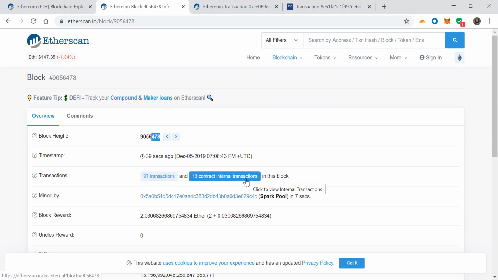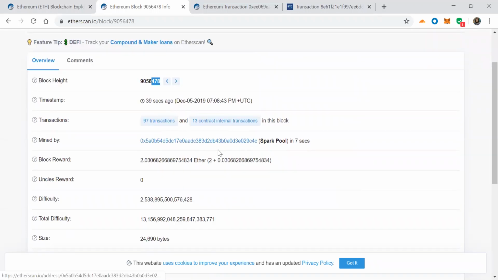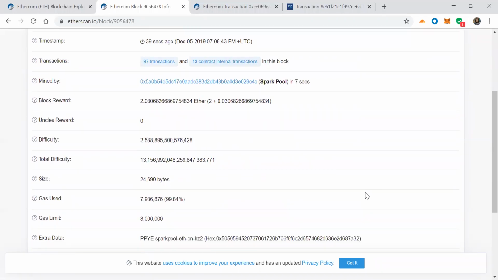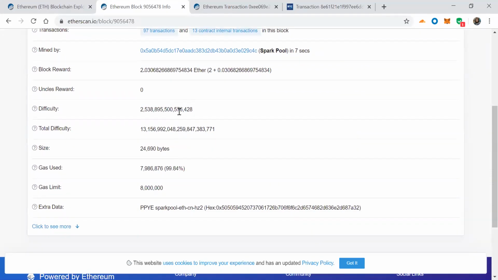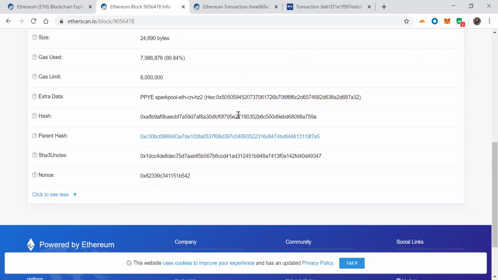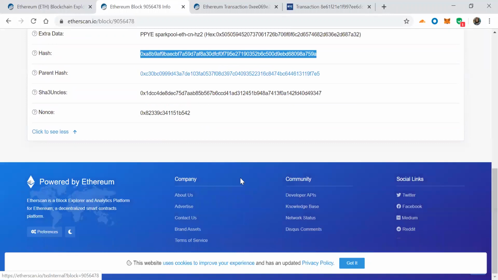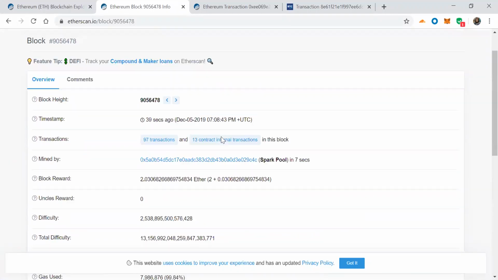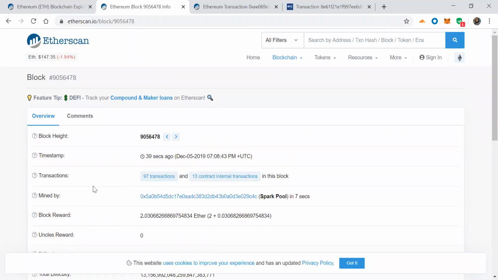Since I was talking about smart contracts, Ethereum uses smart contracts. So they have some contract internal transactions. Who has mined it? We'll be talking about mining as well. In our next video, we'll be talking about miners, mining, proof of concept, and how blockchain actually verifies and validates all these transactions. So don't worry about it, we'll be getting into it. Difficulty level, what is the meaning of difficulty level, what is gas? These are something we'll be talking about later. You don't have to think about it much. You have hash, parent hash, nonce that I was talking about. So these are certain pieces of information which are present in the block, as we can see.